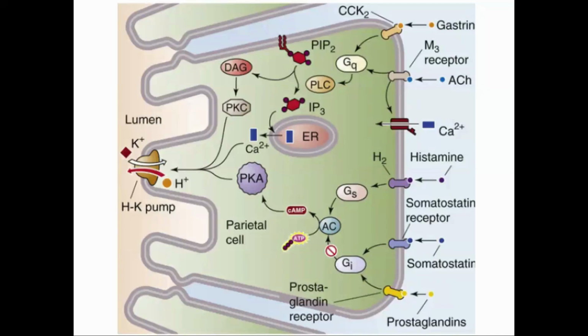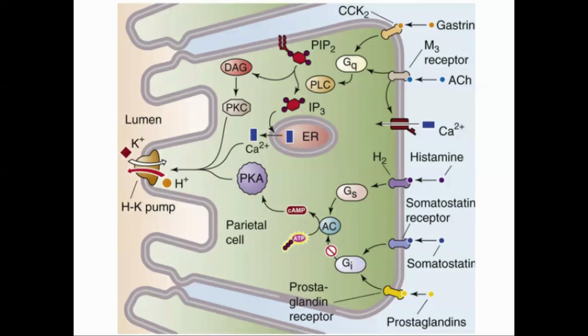And acetylcholine is released from the vagus nerve. So these three, gastrin, acetylcholine, and histamine, are stimulatory to the secretion of HCl from the parietal cell.